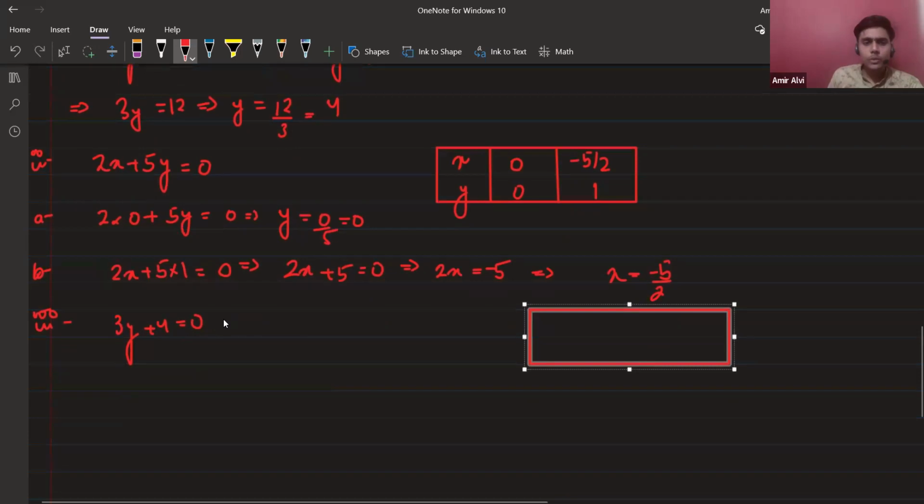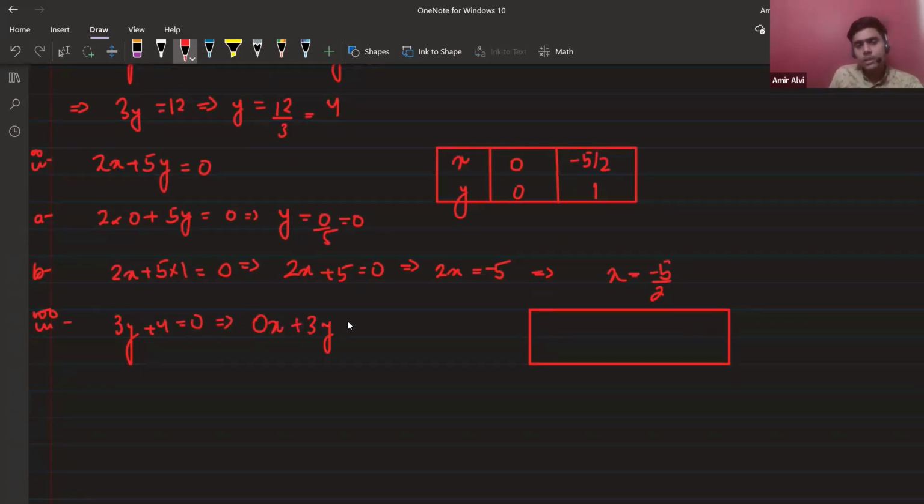So can I write this equation as 0x plus 3y plus 4 equals to 0? Yes or no, Simran? Yes. The concept which I have taken in the previous class. This is x. This is one.